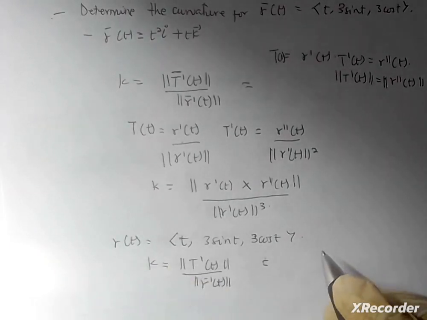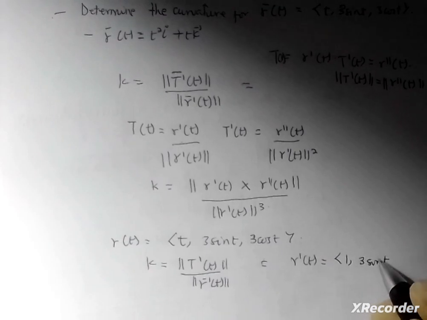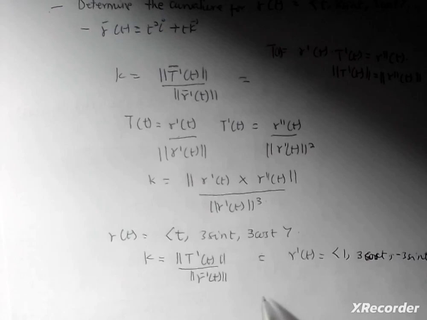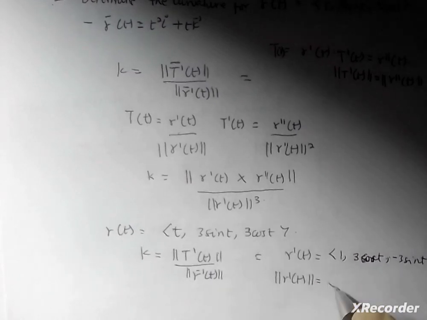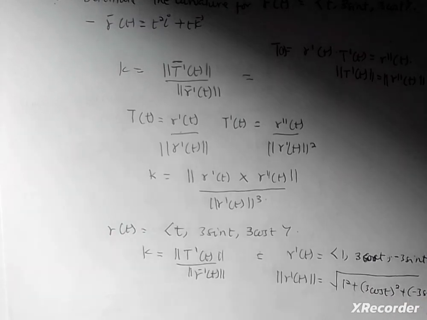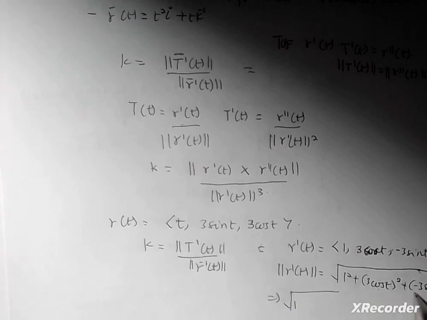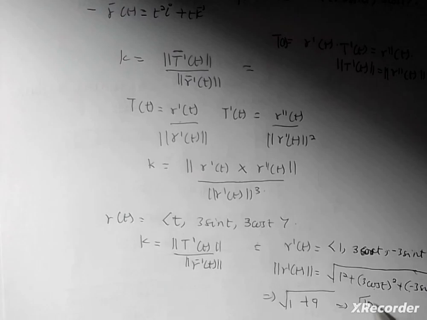First of all, we differentiate r to get r prime of t, which is angle 1, 3 cos t, negative 3 sine t. Then I need the length of this, so the length of my r prime of t will be the square root of 1 squared plus 3 cos t all squared plus negative 3 sine t all squared. Cos squared t and sine squared t give us 1, times the coefficient 9, so I take 9 out and I'm getting square root of 10 as the length of r prime of t.